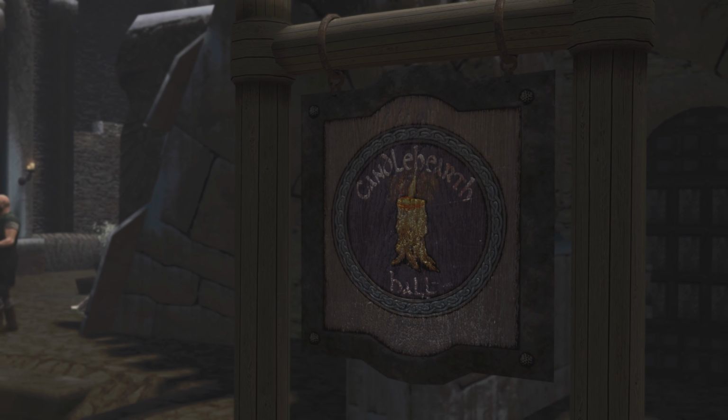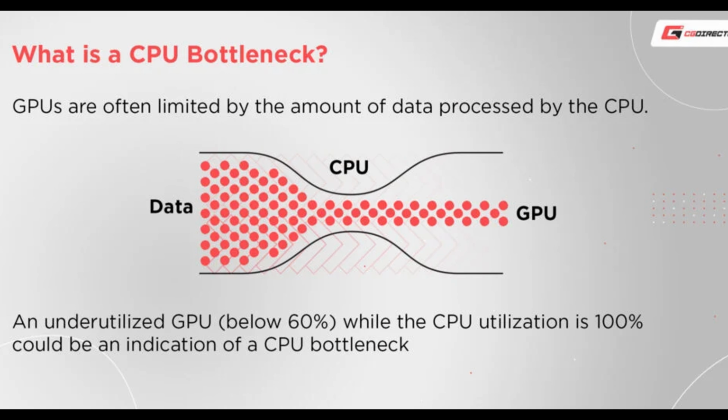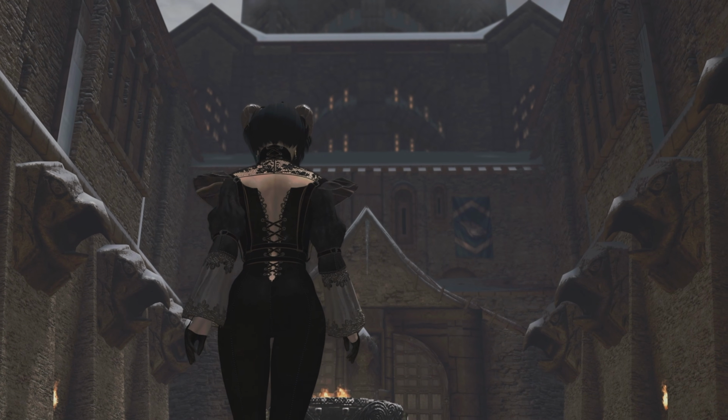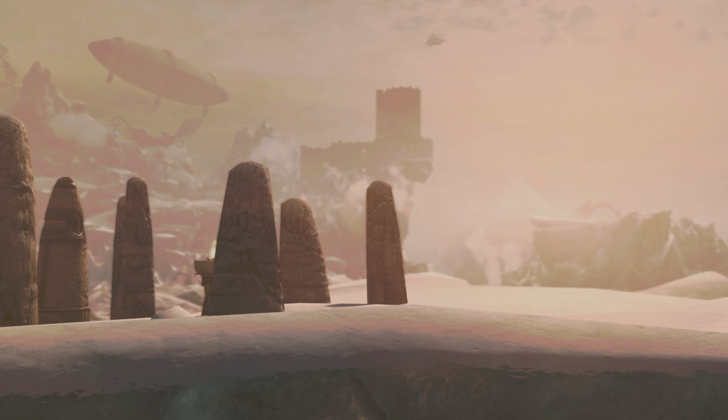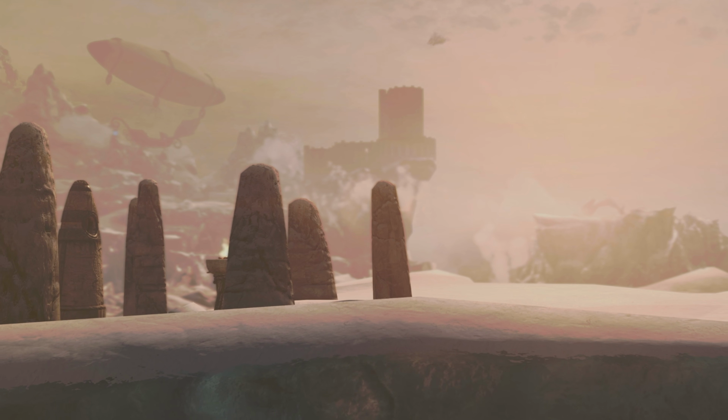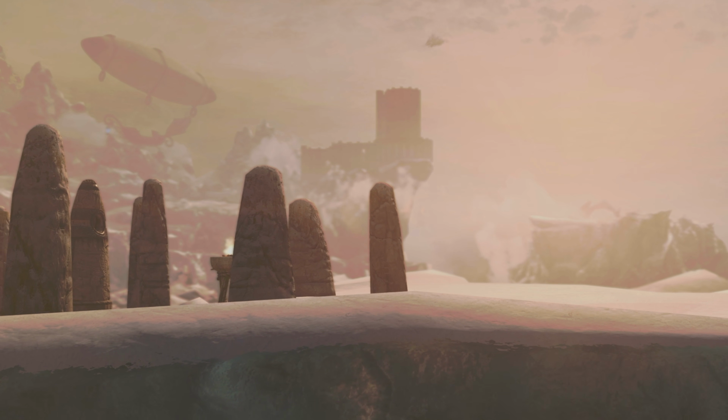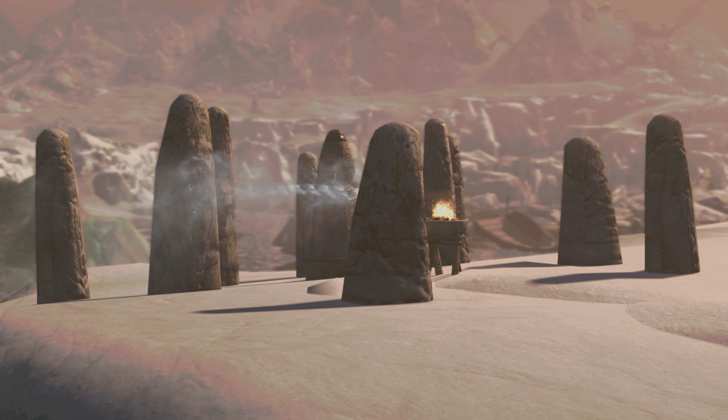You'll also want to be aware of CPU bottlenecking, which is just a place or an event that has a lot of processing that needs to be done. Towns and cities have tons of NPCs and events, which means tons of processing. Try to focus on mods that will reduce the amount of processing if you need more performance, and try not to stack too many if your system can handle it.